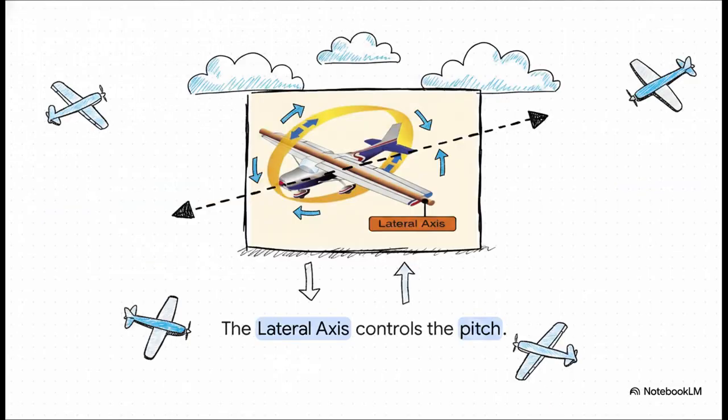Let's break those invisible lines down, starting with the lateral axis, which you'll sometimes hear called the y-axis. Imagine a giant, invisible pole extending straight through the aircraft from one wingtip to the other, passing right through that center of gravity. Rotation around this specific line is called pitch, so when an airplane points its nose up towards the clouds or dips it down towards the ground, it is pitching around this lateral axis.